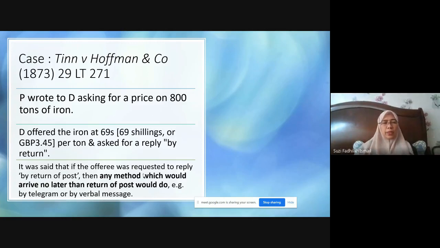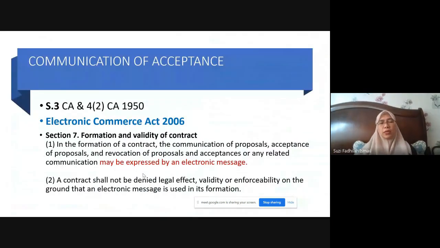And then the court held that if the offeree was requested to reply by return of post, then any method which would arrive no later than return of post would do. So let's say the offeree said, I want to make it faster, so I choose to use telegram rather than normal post, then it is valid, it is accepted, or even by verbal message. This is the rule at common law. But what is the rule in Malaysia? We have read section 3 just now. Section 3 is quite general and broad.